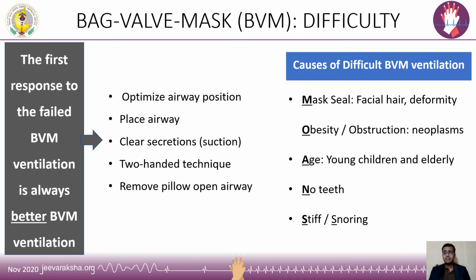In spite of this, sometimes you can anticipate or you can get a difficult bag mask ventilation, especially in patients with hairy face and deformity, where holding the mask becomes very difficult. Obese patients, again it's very difficult. A patient having any form of tumor can again obstruct the passage of air. Younger patients and elderly patients, because of their edentulous nature, can have a lot of air leak. And patients who have a stiff neck, you may not be able to bag mask. So these are some of the common difficulties you can face when you're doing bag mask ventilation.